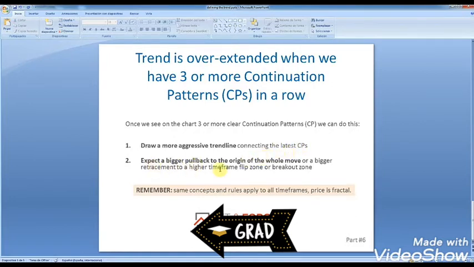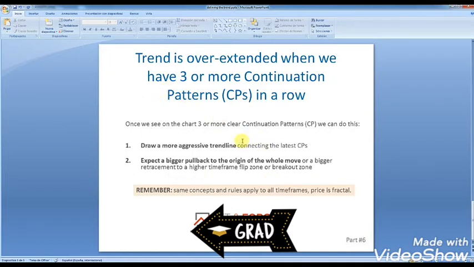And also, you can expect a bigger pullback to the origin of the whole move. CPs are low probabilities when we are overextended, so price tends to pull back to the origin of the whole move or to an important higher time frame flip zone or breakout area or higher time frame area. Remember, a very important thing here, key.